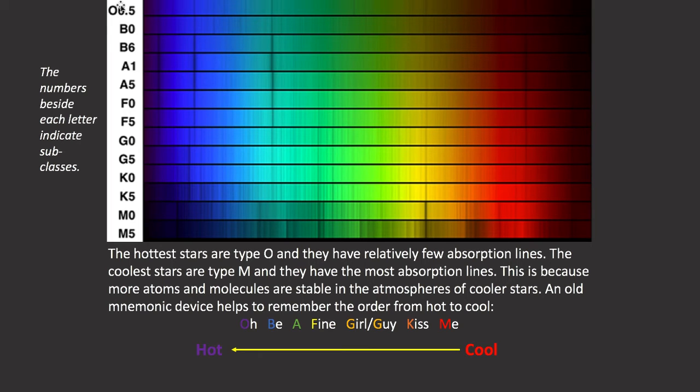We can mostly ignore that. The numbers indicate sub-classifications. We're just interested with the main classification for now. So just look at the letters O, B, A, F, G, K, M. And the type O stars all had patterns that looked like this. The type B had patterns that looked like this. And if you look from top to bottom, you can see that they're different.